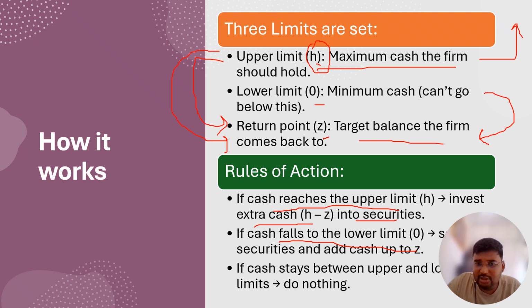In that case, securities are sold to add cash up to Z. So in the case of H, you will subtract the cash and put it somewhere else. In the case of 0, you will add cash.